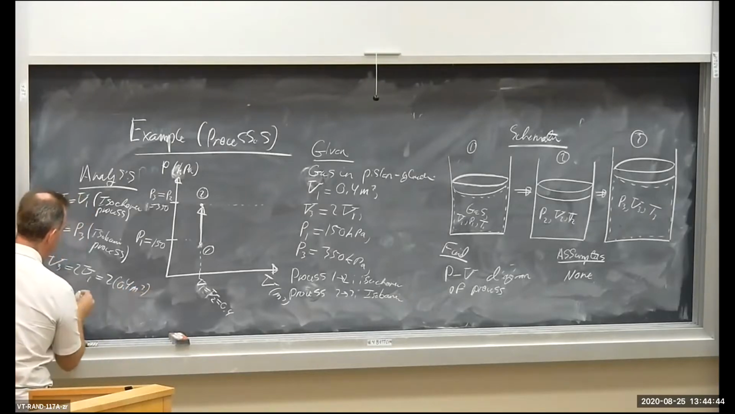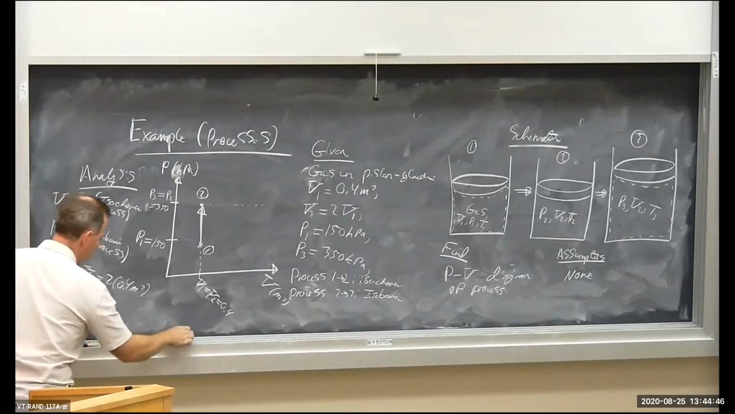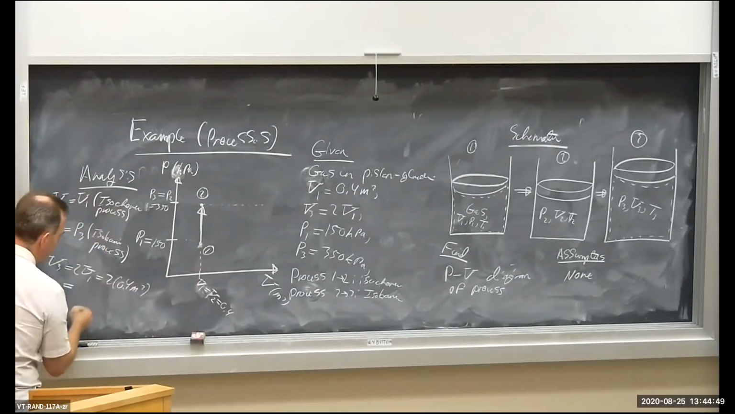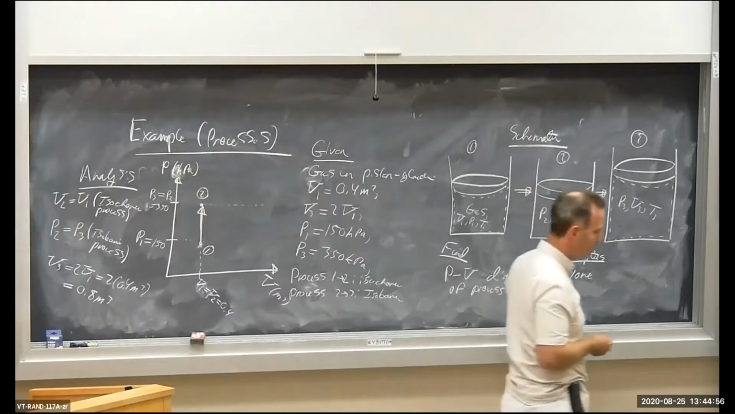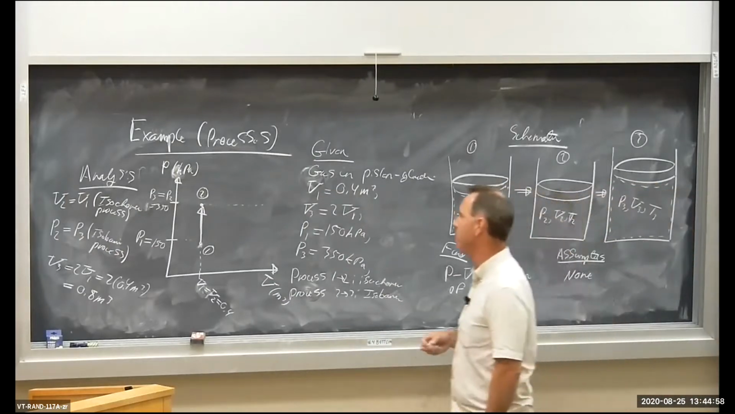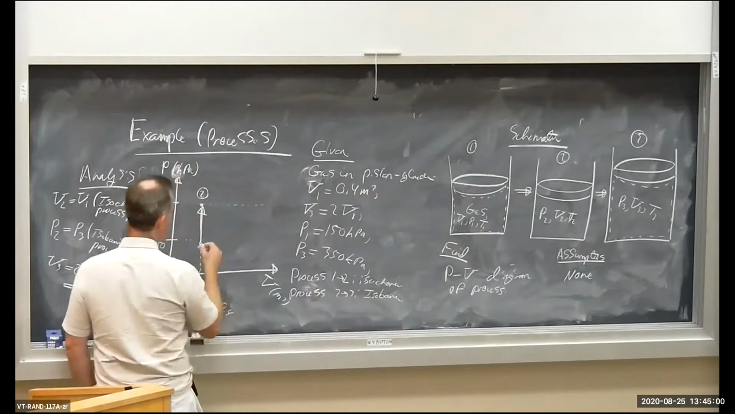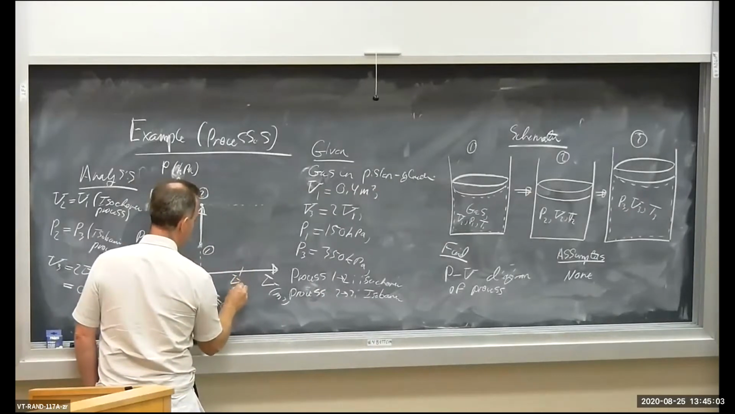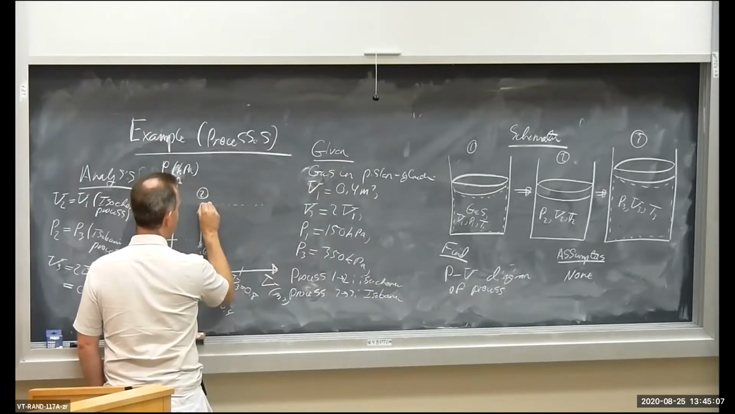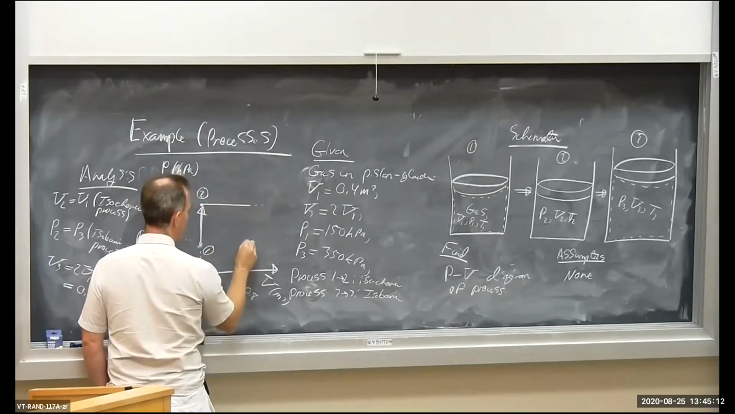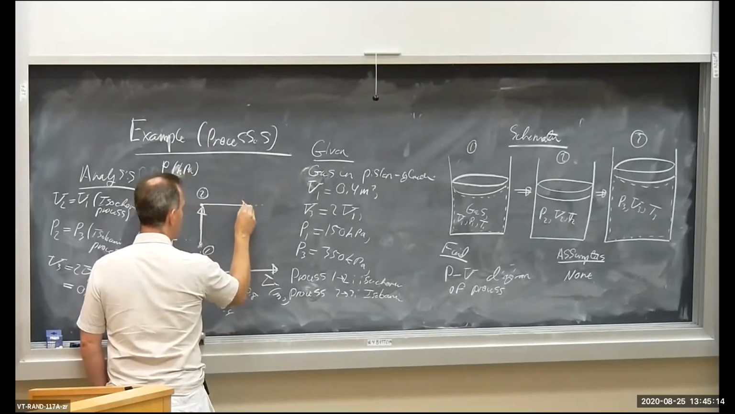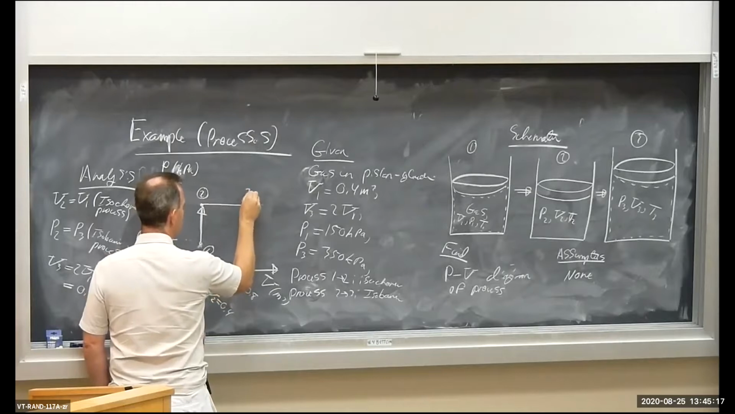cubic meters. Sorry, I'm running out of space. I want to do this all on one board. 2 times 0.4 is 0.8 cubic meters, okay? V3 is 0.8 cubic meters because volume is doubling from state 2 to state 3. So here is V3, which is 0.8 cubic meters, and the process is isobaric, so it's going to be a horizontal line. And this is state 3, okay?